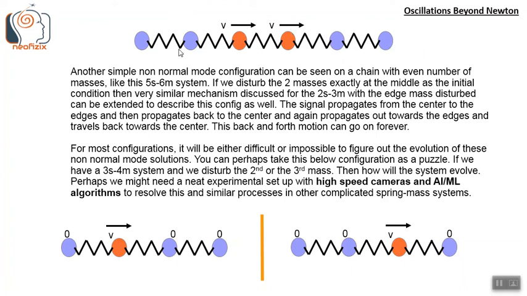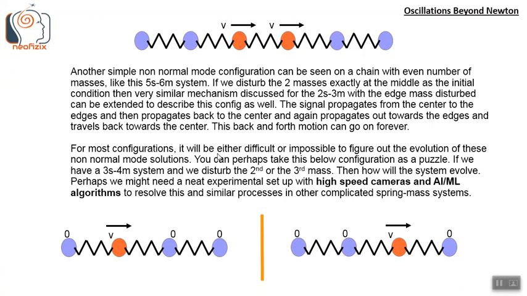It hits the edges and propagates back towards the center, and then again propagates out towards the edges and then travels back towards the center. So the signals, in a very neat fashion, keep evolving, going forward and backward in this particular configuration. This back and forth repetitive motion can go on forever.